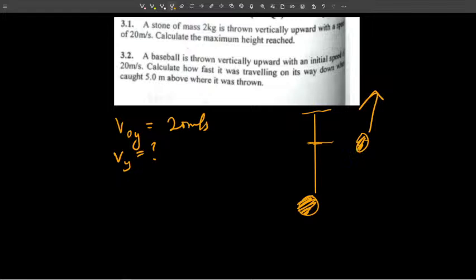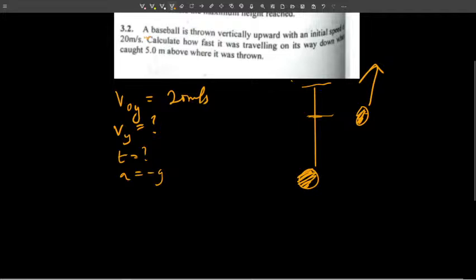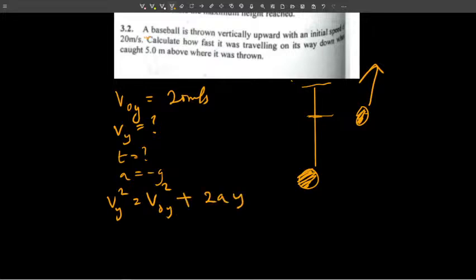So first we can find the time taken for it to come up. Well, in the second statement, we're talking about how fast it is when it was coming down. Let's find the time taken t for it to go up first. Now A is minus G, obviously. So my formula is V squared in Y equals V naught squared in Y plus 2AY. We're given a distance. We can find a distance actually. Instead of finding the time, we can find a distance. This is a better way.